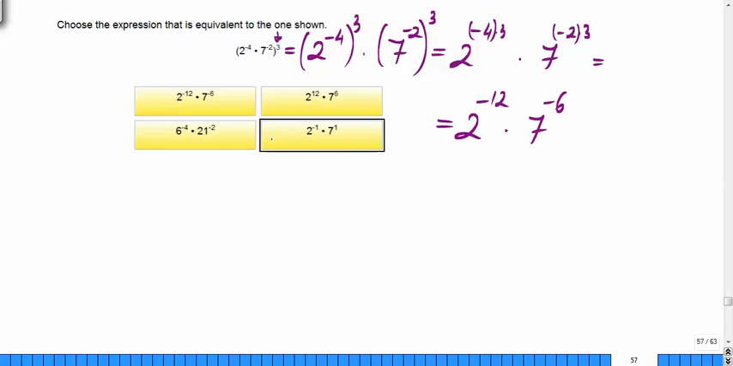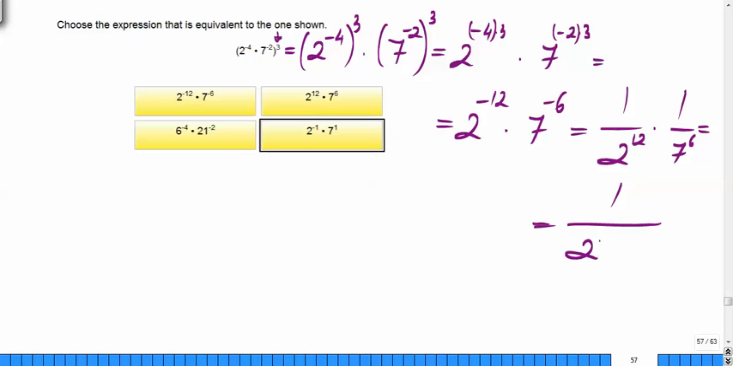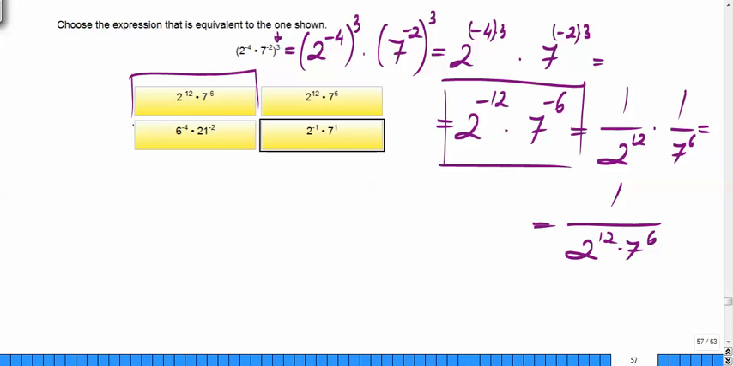But if you don't have these answers, you may want to check, maybe they want you to write this one as positive exponents, which is what? 1 over 2 to the 12 times 1 over 7 to the power of 6. And you can rewrite this as 1 over 2 to the 12 times 7 to the 6. However, for this problem, you can leave it with negative exponents, and as you can see, the same answer, similar to yours, is this one right there, okay? 2 to the negative 12 times 7 to the negative 6. Got it? Let's check the next one.